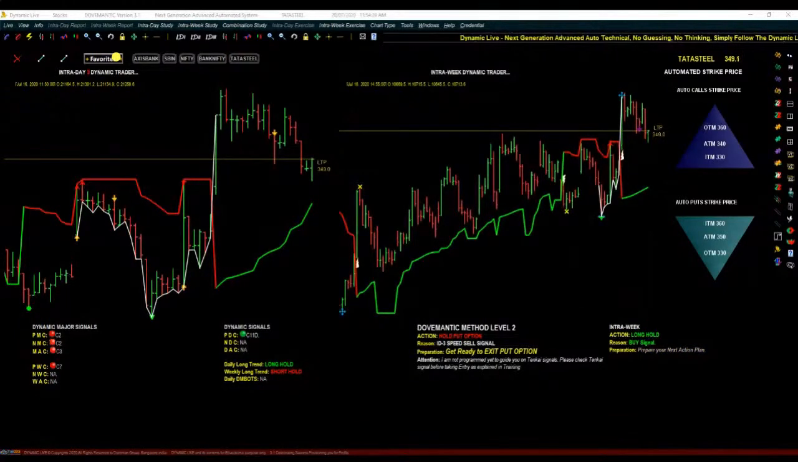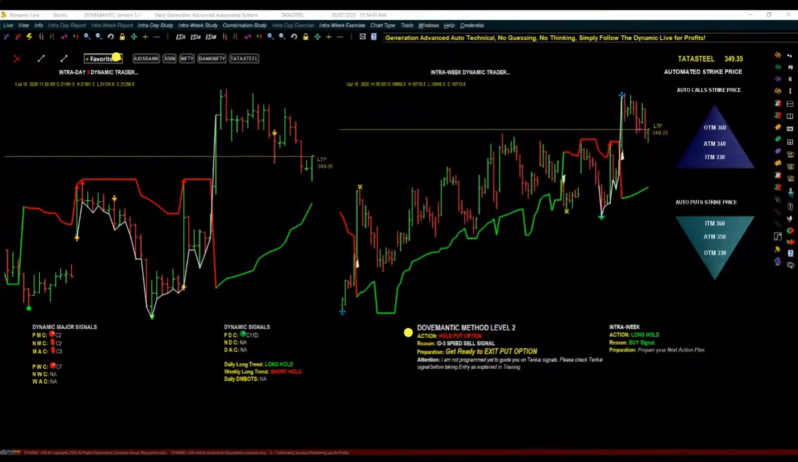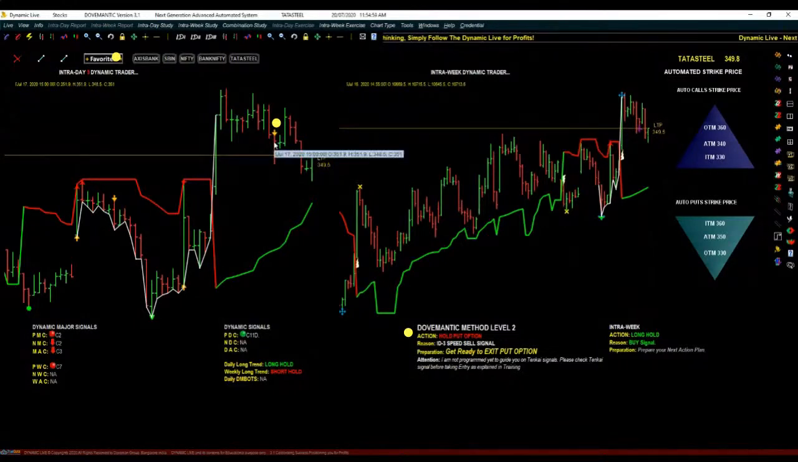In Tata Steel, as soon as we select the favorite scrip, we just have to come and look at this action information. And it is telling us hold put option. So hold on to your put option if you have already bought it. Sometime back, when this golden arrow mark pointing downward appeared, it told us to buy a put option. Now, when was it? It was on 17th July at 15 hours, 3 o'clock in the afternoon.